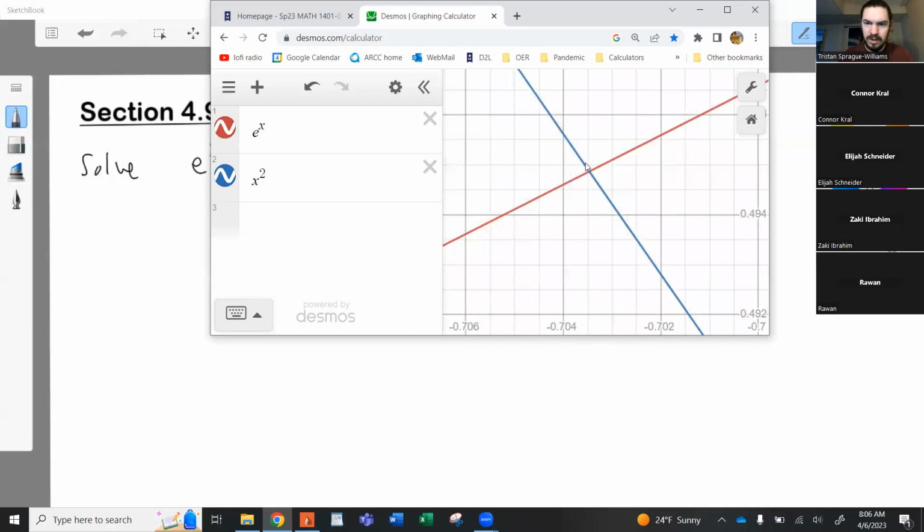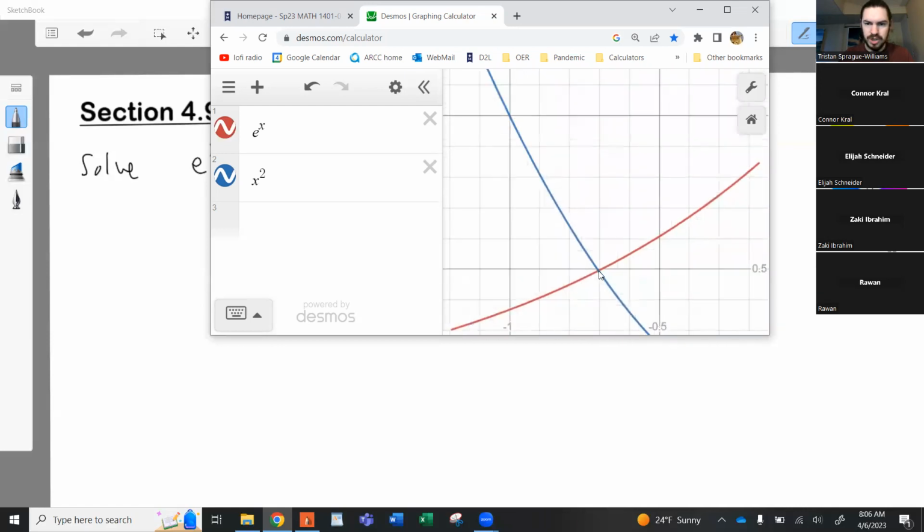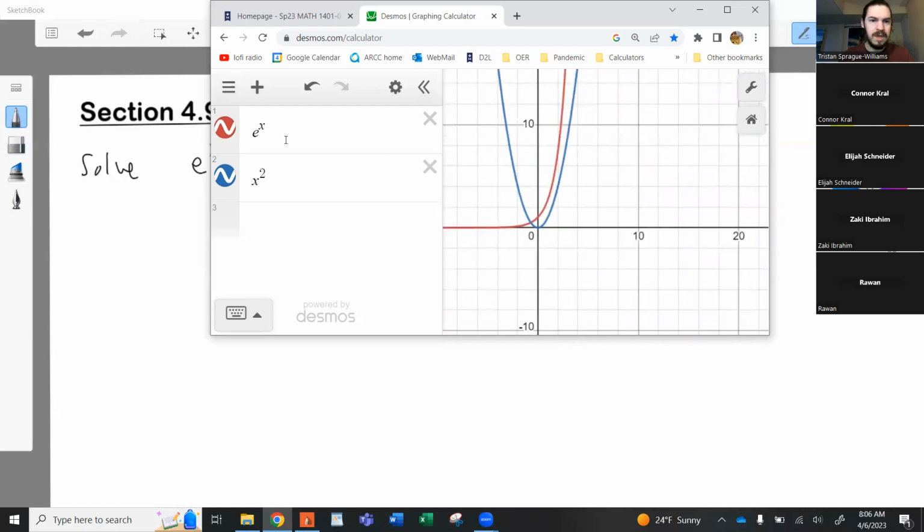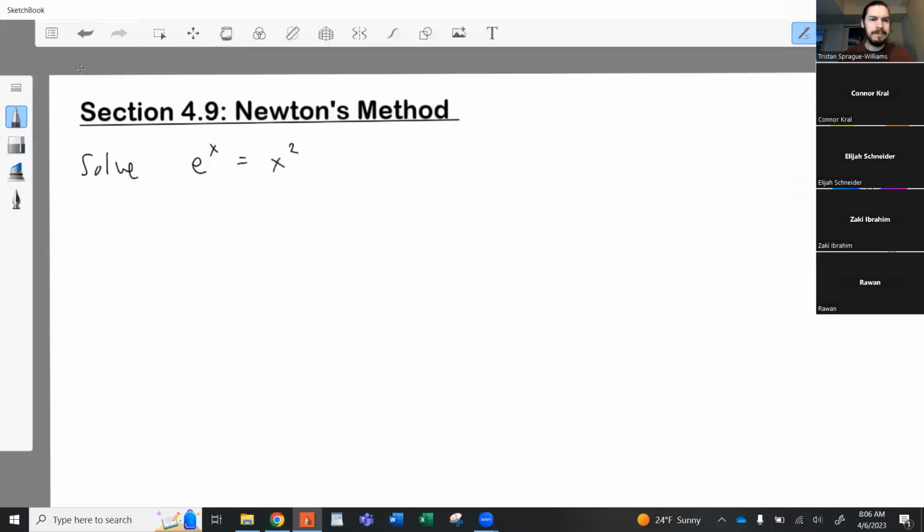I mean, it's not obvious at all what that is. Probably some irrational number, knowing e to the x. But how would you go about solving that? I mean, you can square root both sides, and then you have square root of e to the x equals x, but that doesn't kind of solve it, right?